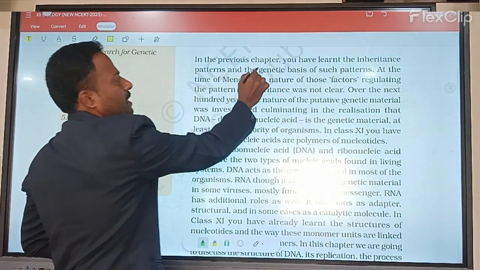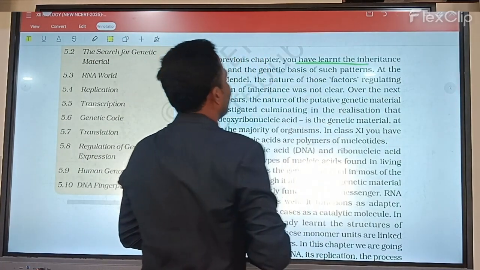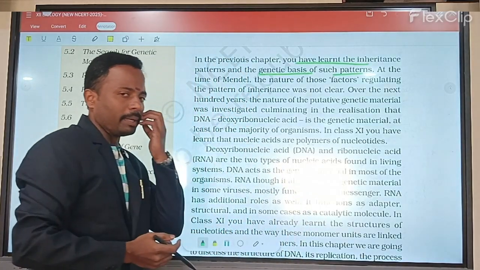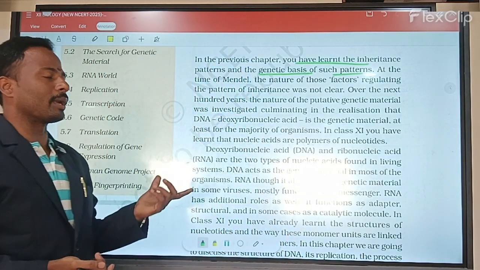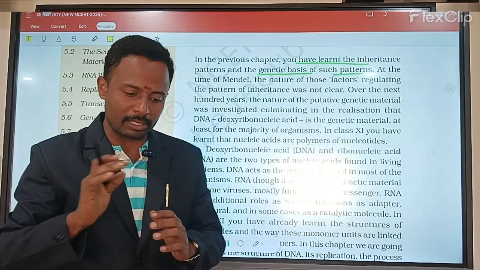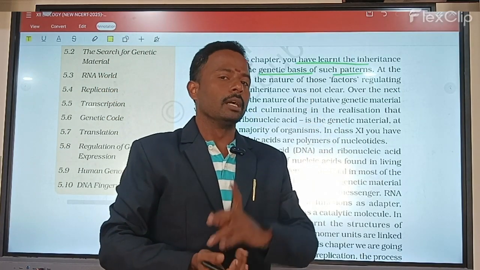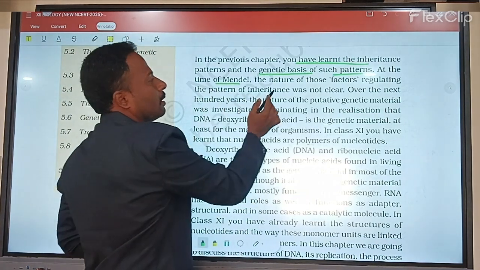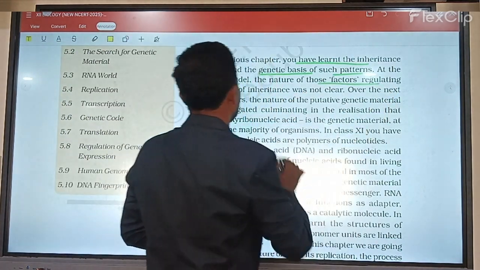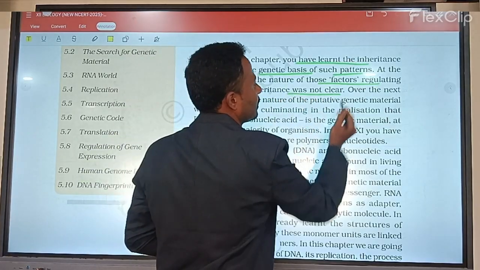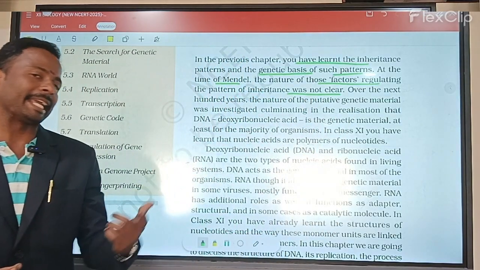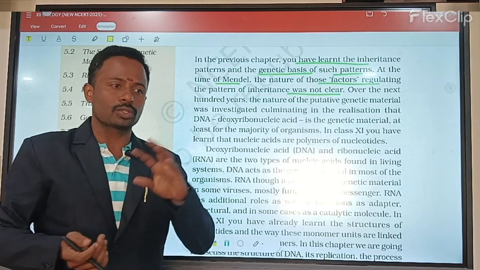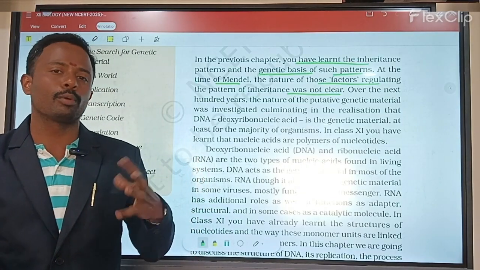In the previous chapter you learned the inheritance patterns and the genetic basis, that is, the principles of inheritance: how genes are carried from one generation to the other generation. We learned that in the previous class. At the time of Mendel, the nature of the factors regulating the pattern of inheritance was not clear, because at that time the compound microscope was not available.